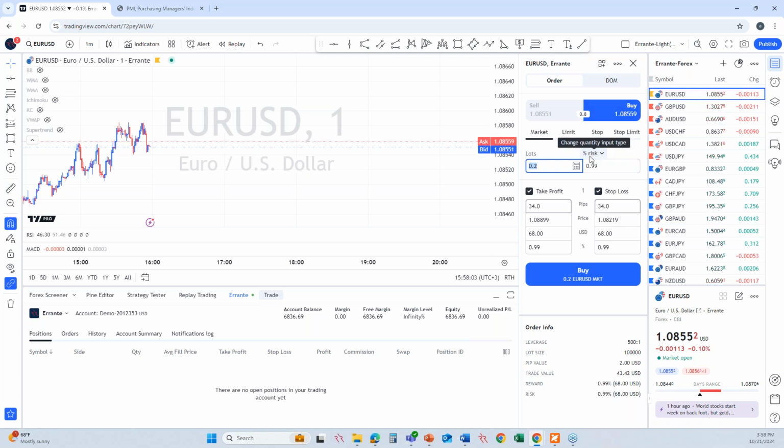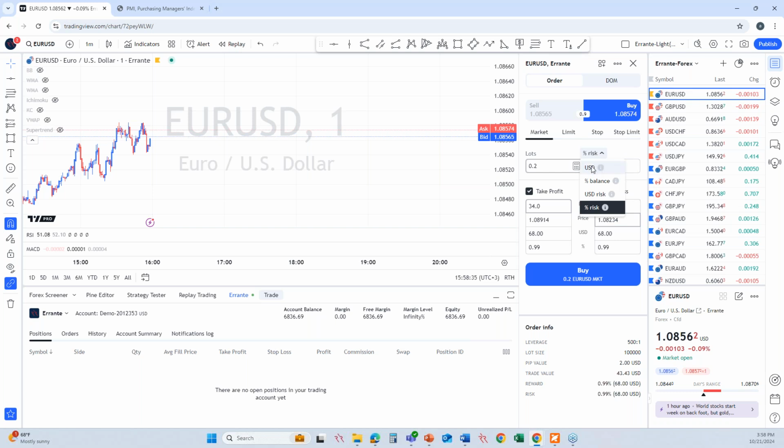So this field allows you to calculate your position size based on the percentage of your account you're willing to risk. For example, if you set it to 0.5%, TradingView will automatically calculate your lot size based on the risk, considering your account size and stop loss distance. So in that case, you can just set your stop loss distance here as, for example, the price, and it's going to set your percent risk here.